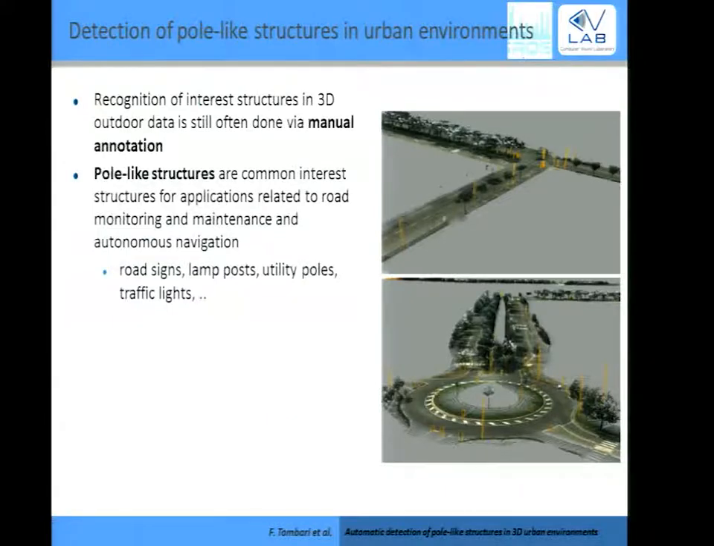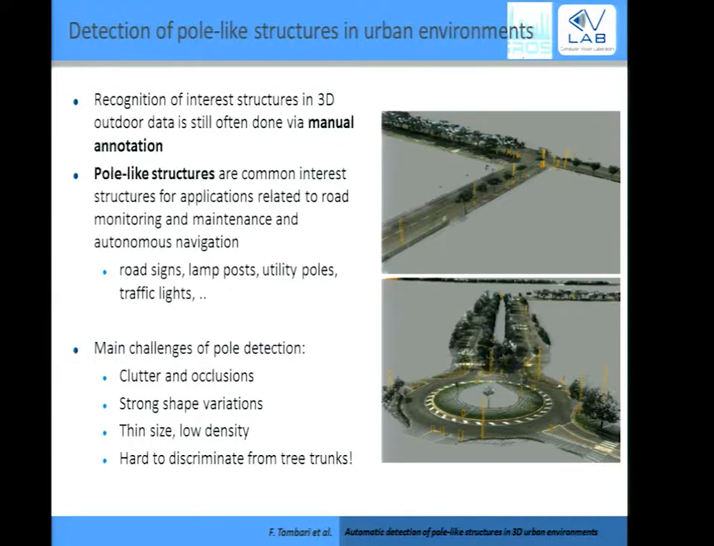This talk is about the detection of pole-like structures in urban environments. We're witnessing a huge increase in the amount of 3D data that is available, and it is being acquired from laser scanners on top of roaming vehicles. This data is still mostly processed via manual annotation, so tools that can automatize this process are of high interest in research. In particular, we're looking for pole-like structures, so we want to build an algorithm that outputs something like that, so 3D bounding boxes of pole-like structures, including road signs, lampposts, utility poles, and traffic lights. This is extremely important for applications such as road monitoring and maintenance, and also autonomous navigation.